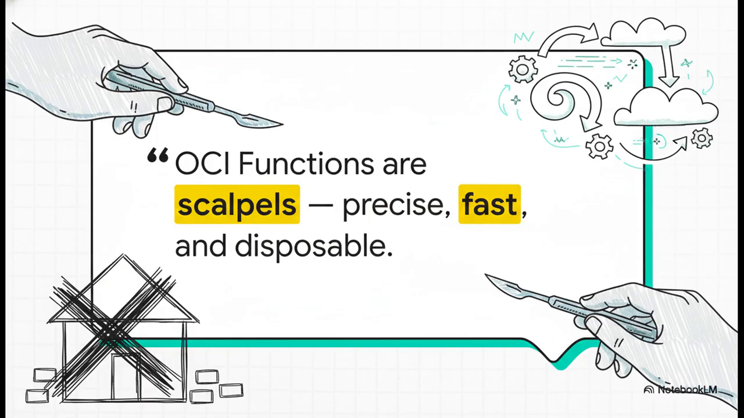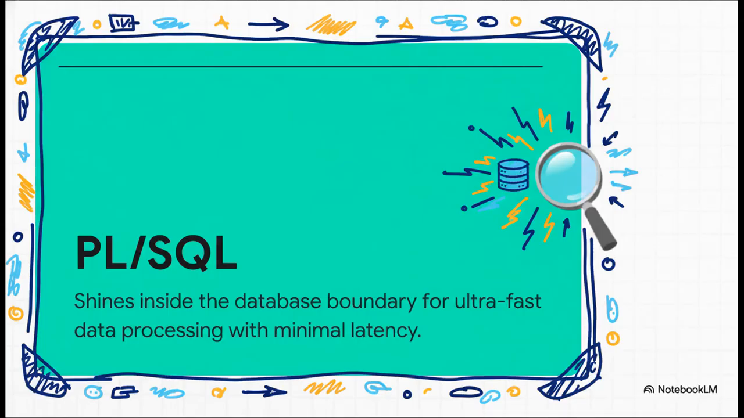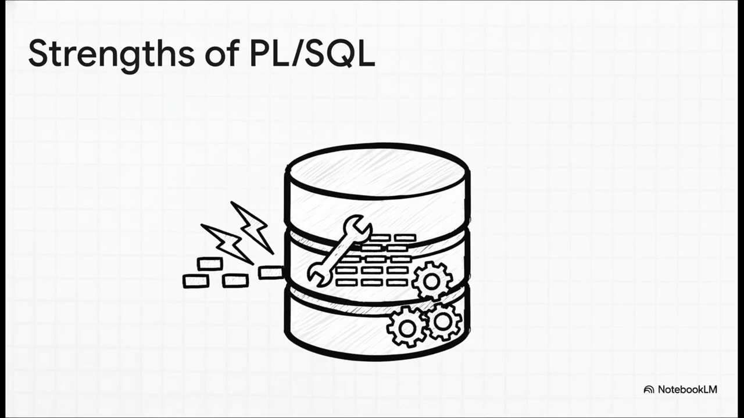You wouldn't use a scalpel to build a house, and you wouldn't use a function to orchestrate a massive, complex business process. And finally, we've got the original powerhouse that lives right next to your data, PL/SQL. Its greatest strength is its address. It lives right inside the database. And because it's right there, there are no network hops, which means PL/SQL is just unbeatable for raw data crunching.